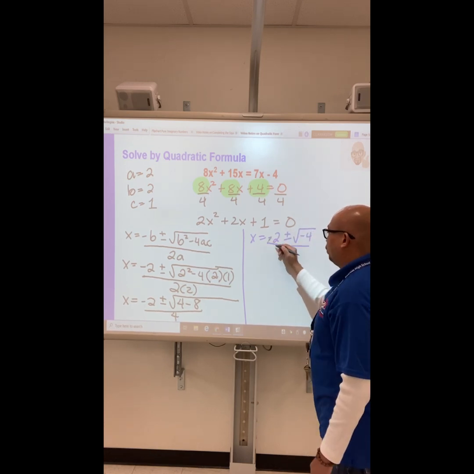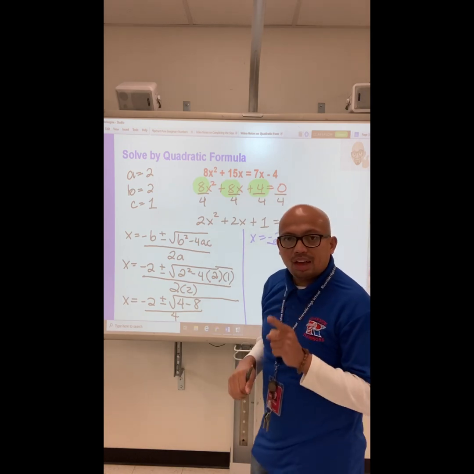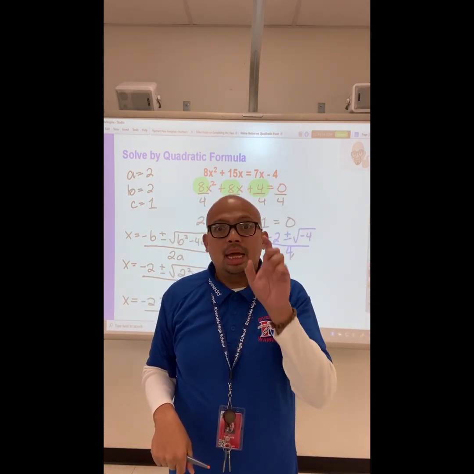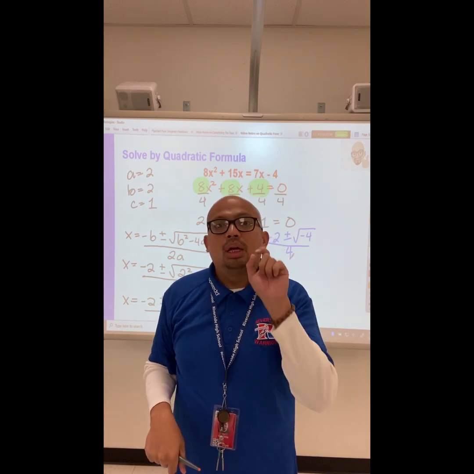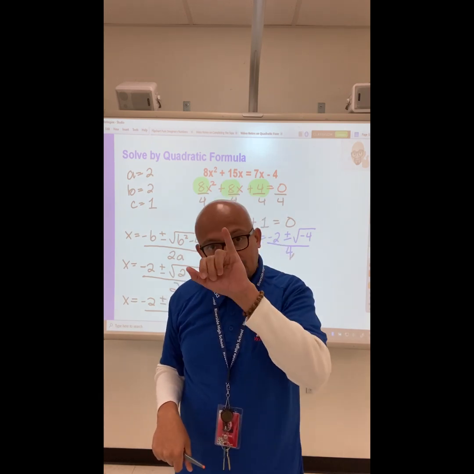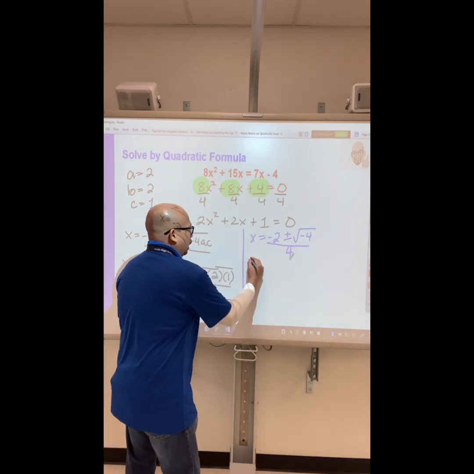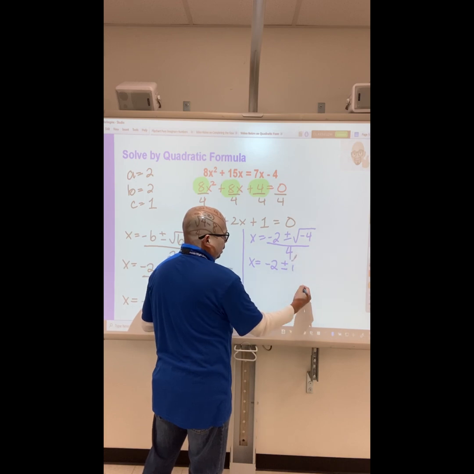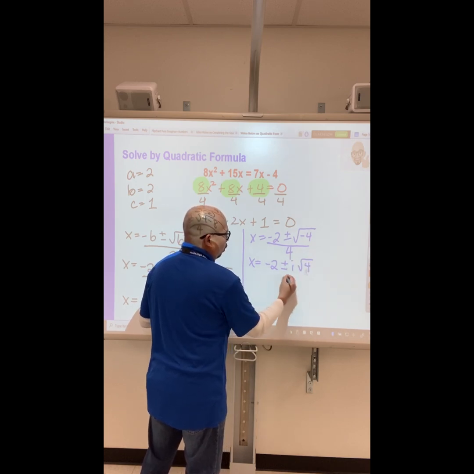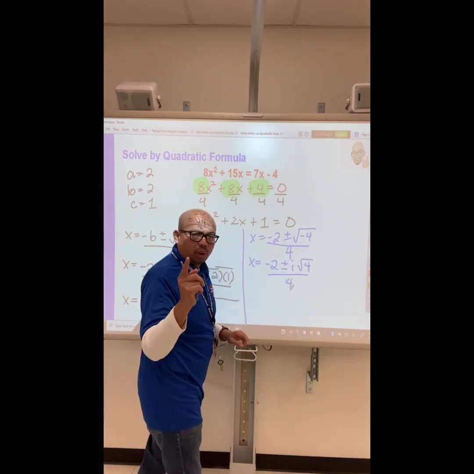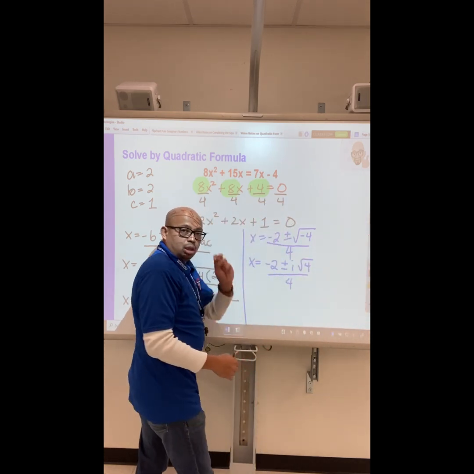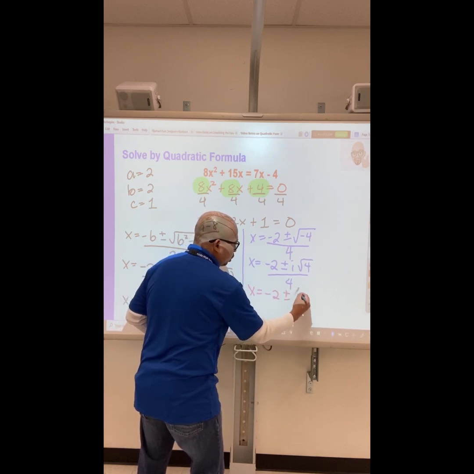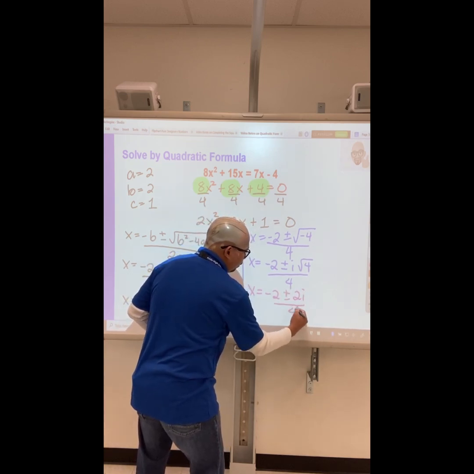negative 4 over 4. Again, if we have a negative inside the square root, that will make an i squared because of the negative 1. So that i we will extract out. So that gives us x equal to negative 2 plus or minus i square root of 4 over 4. But hold on, what's the square root of 4? Square root of 4 is 2. So x is equal to negative 2 plus or minus 2i over 4.